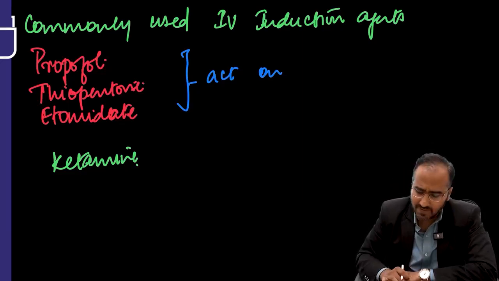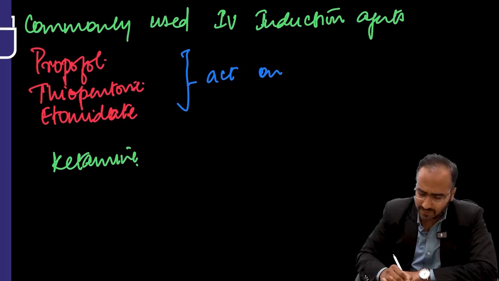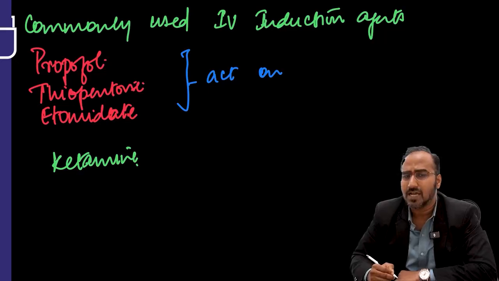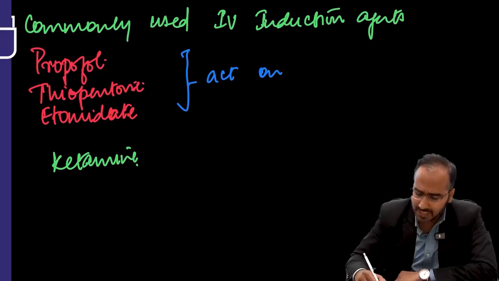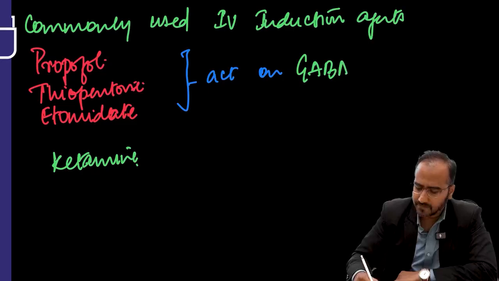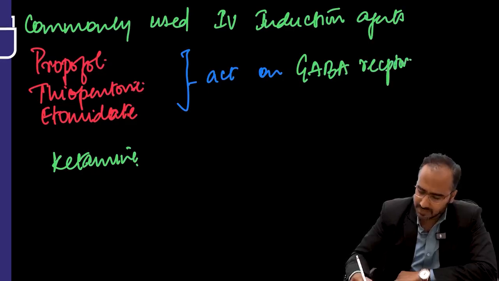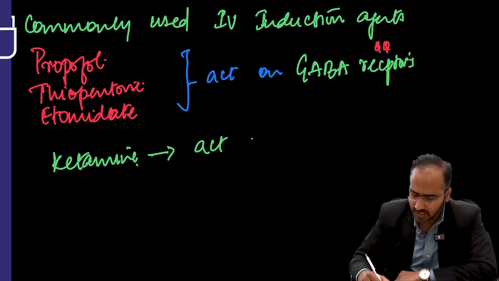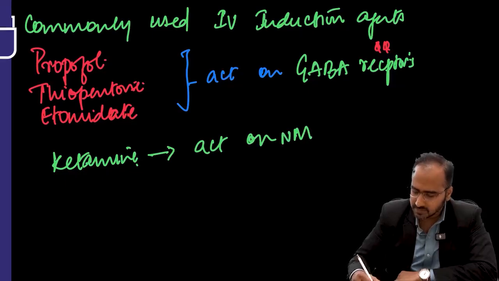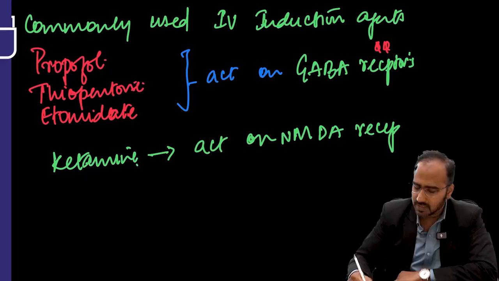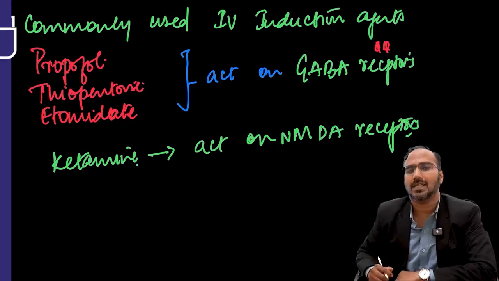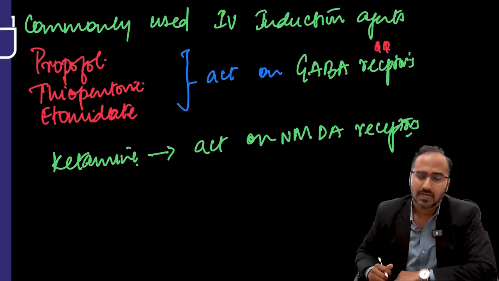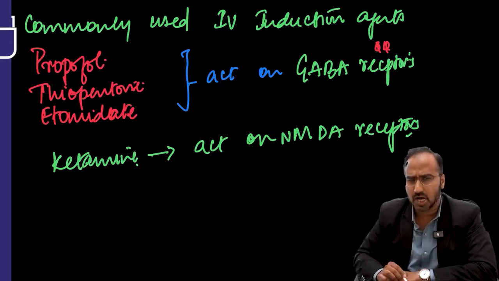The first three I have written together, and the fourth I have taken a gap. Why? Because propofol, thiopentone, and etomidate induce sleep by acting on GABA receptors, whereas ketamine makes the patient unconscious by acting on NMDA receptors. So these were the most commonly used IV induction agents.